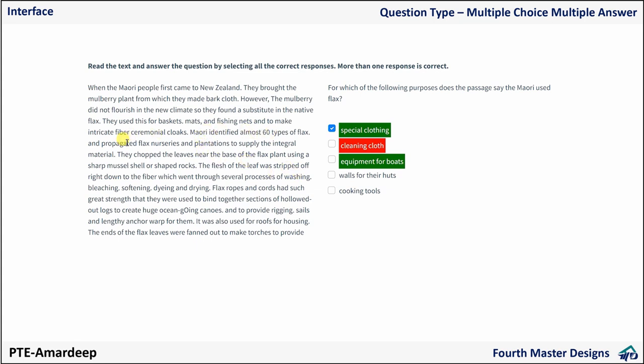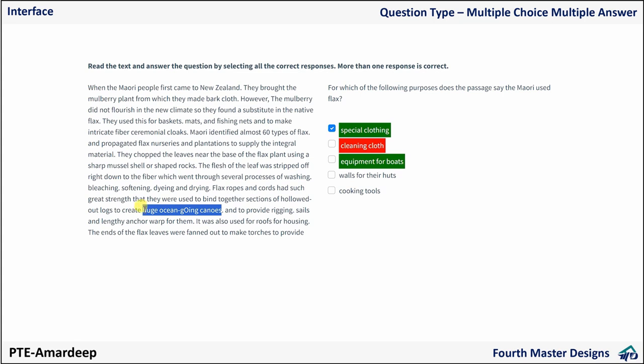They identified 60 types of flax, propagated flax in nurseries and plantations. They chopped the leaves near the base of the flax using a sharp mussel shell. The flesh of the leaf was stripped off and went through several processes of washing. And then do we have, okay, used to bind together sections of hollowed out logs to create huge ocean going canoes. Okay, now we are having here.